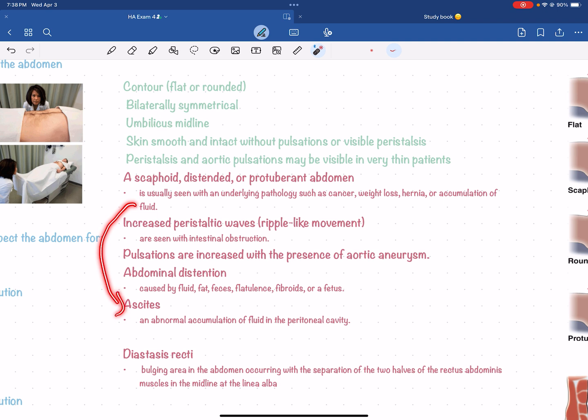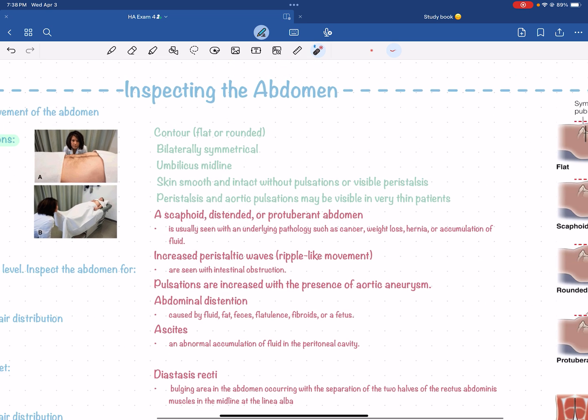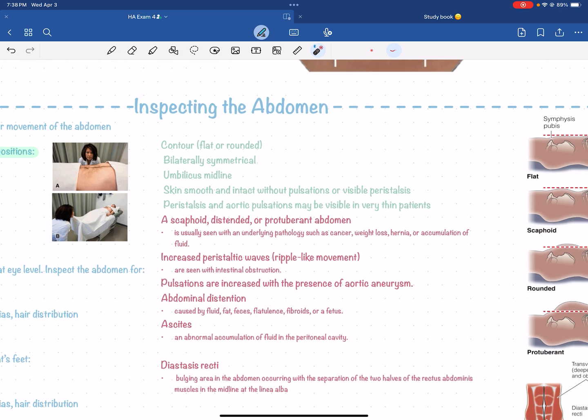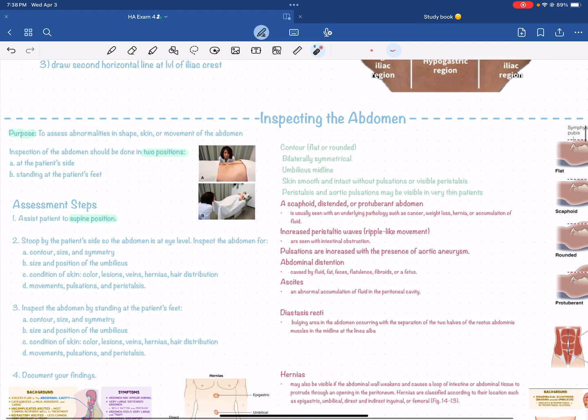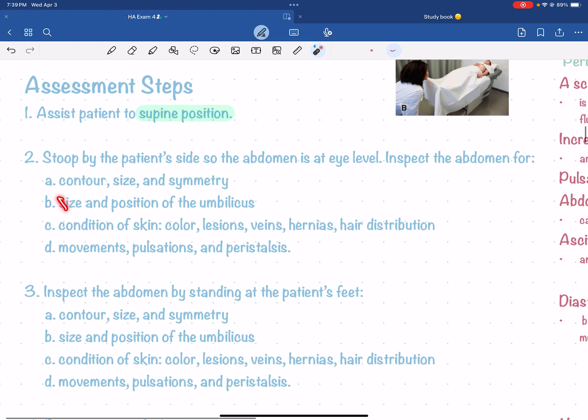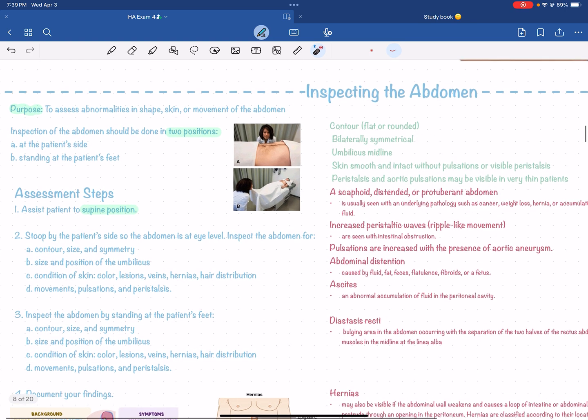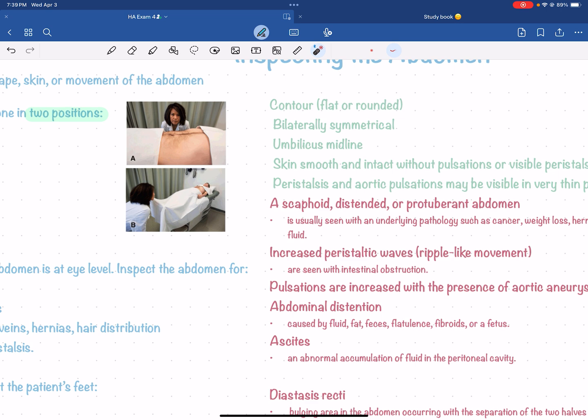Accumulation of fluid. What is that? That could be shown as ascites, which is an abnormal accumulation of fluid in what cavity? In the peritoneal cavity. Now that we've gone over the contour, we want a normal finding of the stomach being bilaterally symmetrical. The next thing we are going to look for is size and position of the umbilicus, your belly button. We want the umbilicus to be midline.